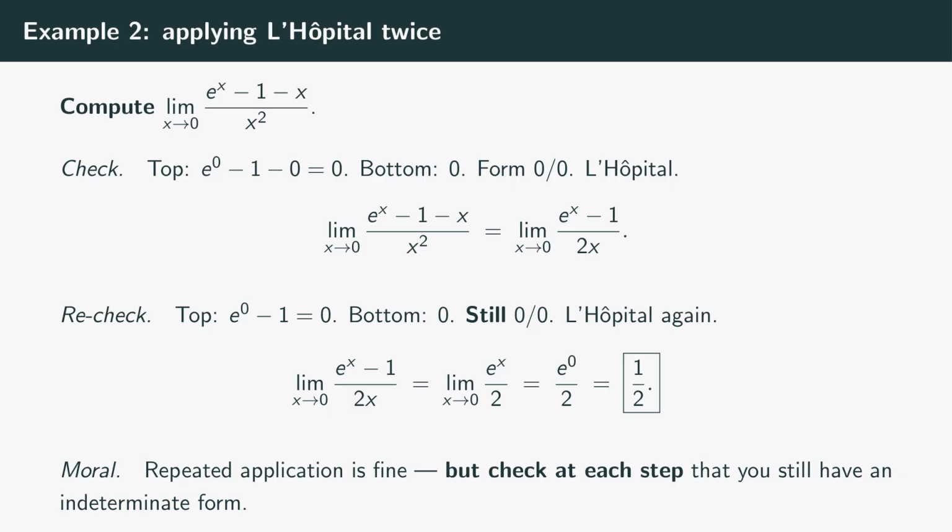Check the form again. Top, e to the 0 minus 1, which is 0. Bottom, 2 times 0, which is 0. Still 0 over 0. We can apply L'Hôpital again. Differentiate top, e to the x. Differentiate bottom, 2. New limit, e to the x over 2 as x approaches 0, which is e to the 0 over 2, which is 1/2. So the original limit is 1/2.